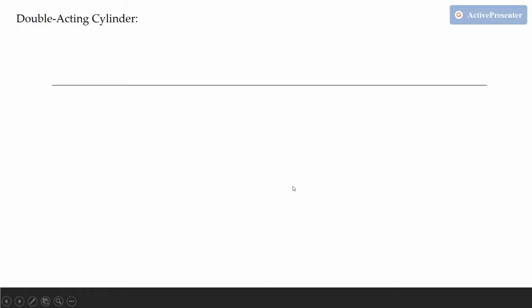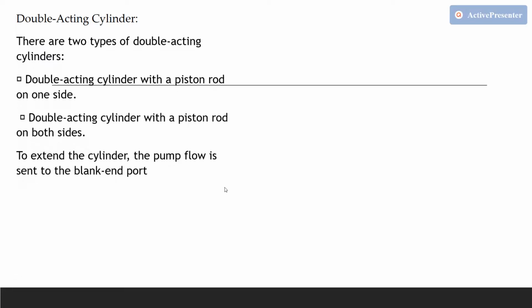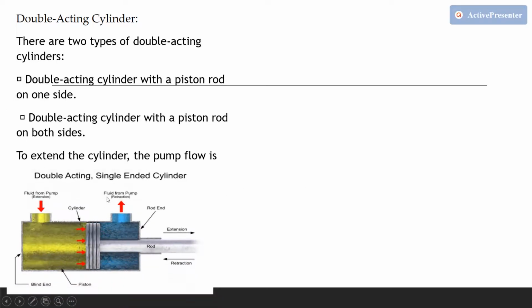The next one is the double acting cylinder. In this we have two different types of double acting cylinders: the piston rod on one side, and the piston rod on both sides. To extend the cylinder, if you see this animation image, you can easily understand.